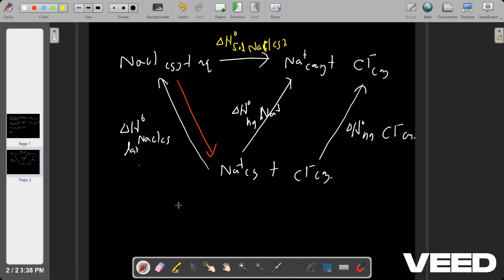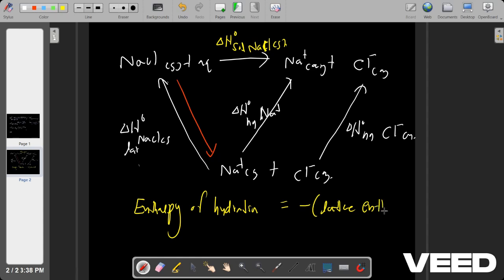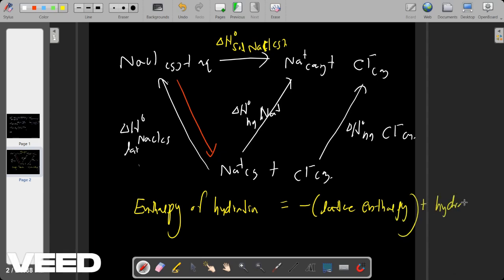Do not memorize this. So this is the equation: enthalpy of hydration is equal to what? Reverse or negative lattice enthalpy. Lattice enthalpy is always positive, right? So it is the negative value of lattice enthalpy plus hydration enthalpy. Okay.